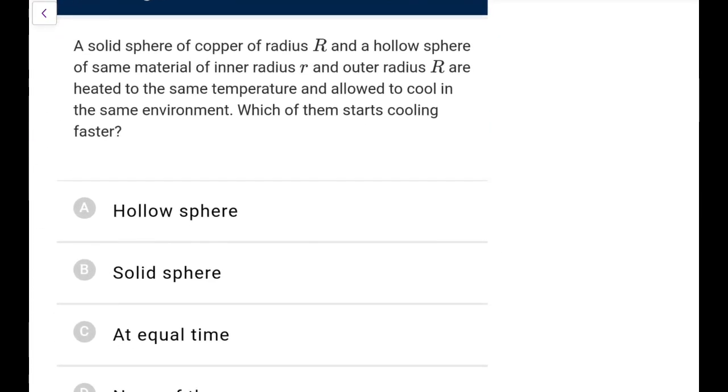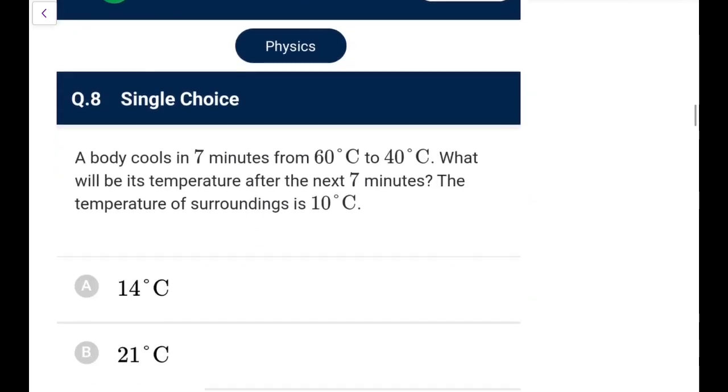Now the next one. You have a solid sphere of copper of radius r, and a hollow sphere of inner radius r and outer radius R, heated to the same temperature and allowed to cool in the same environment. Which of them starts cooling faster? This is a very standard question. You all know it is the hollow sphere. The reason is that the rate of cooling, minus dT by dt, is proportional to eA by ms. Everything else is the same, but the mass of the hollow sphere would be lesser than the solid sphere, because it has less volume, less quantity of matter inside it. So it would definitely cool at a faster rate. You can directly go for it.